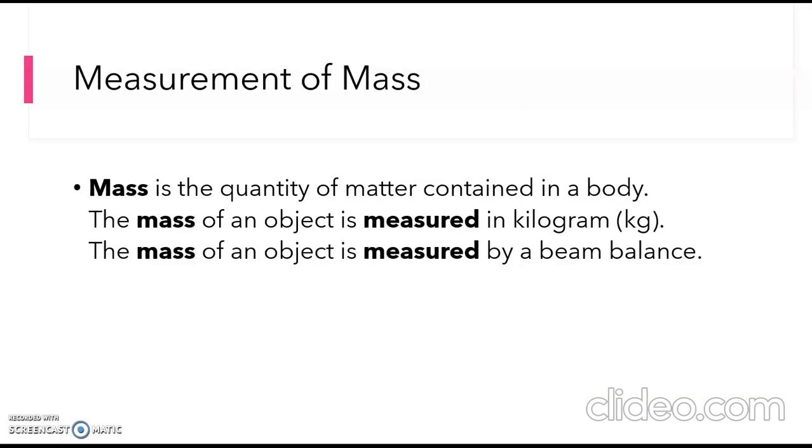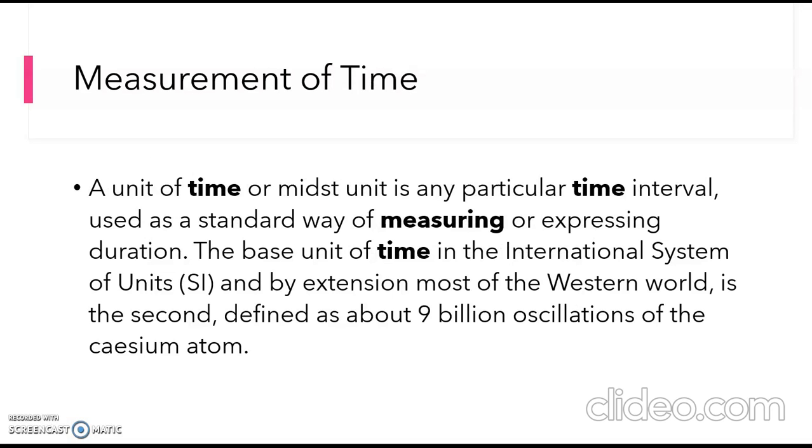Now, let's look at the measurement of mass. Mass is a measure of matter contained in a body. The mass of an object is measured in kilograms. Now, let's look at the measurement of time. Time is the interval between two events. In daily life, many events are observed like heartbeat, blinking of eyes, appearance of comets, etc. These events may be either periodic or non-periodic.